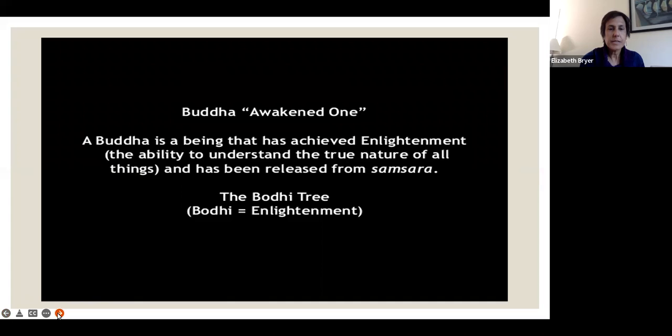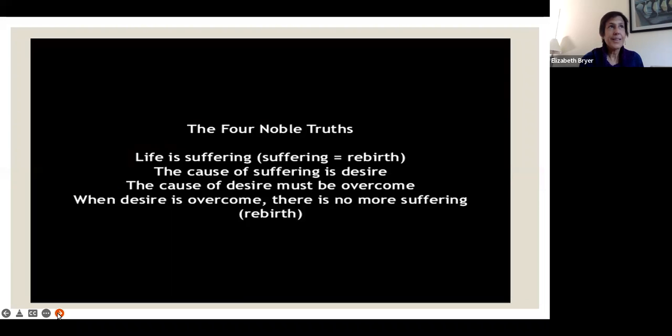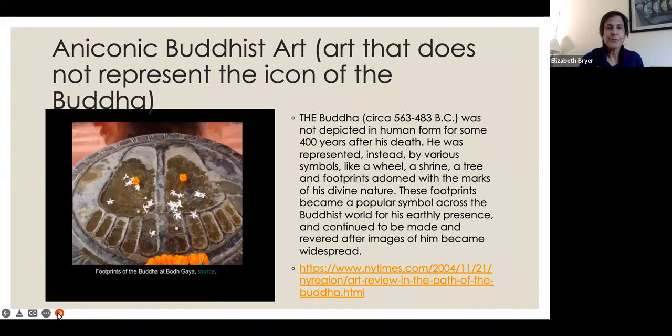All right. A Buddha is a being that has achieved enlightenment and has been released from samsara, which is the cycle of birth, suffering, illness, and death. We already talked about the Four Noble Truths.